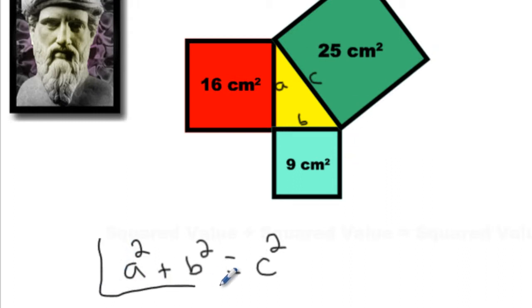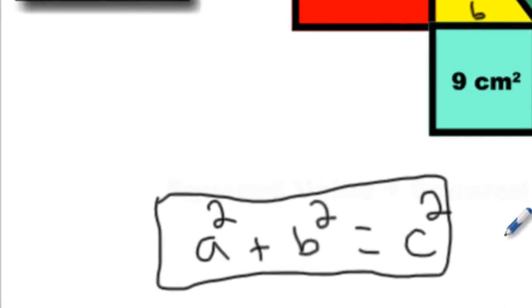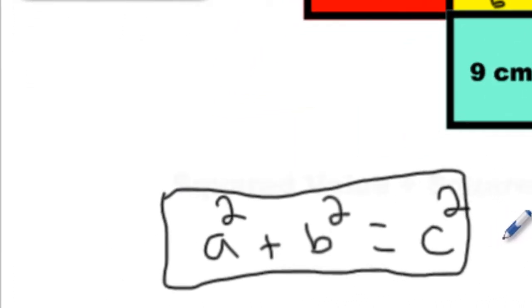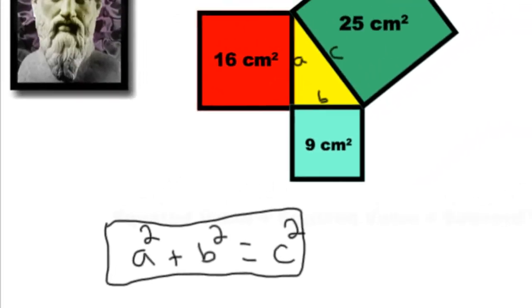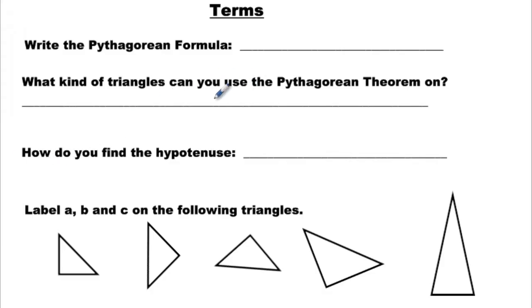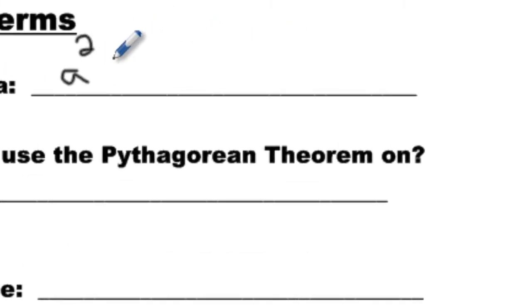And he came up with this formula and he said, haha, this works every time. Use it whenever you need to. So when will we ever need to? We're going to see some examples in a moment. Now some terms. Write the Pythagorean formula. That's easy. You just go A squared plus B squared equals C squared.